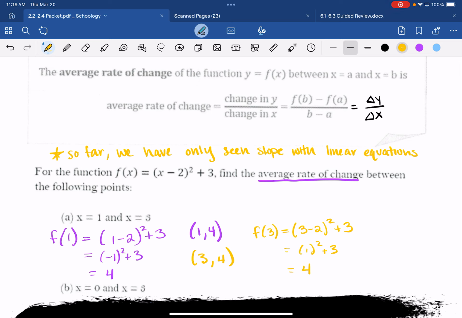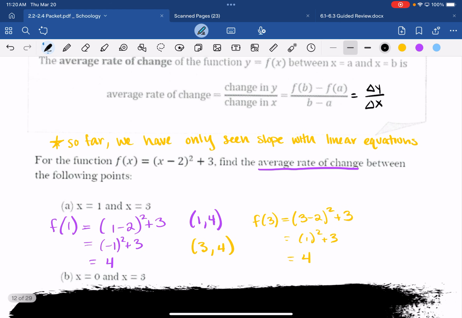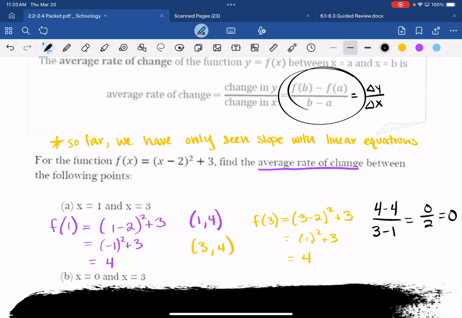In other words, they're asking us, on this quadratic, what is the average rate of change between this point and this point? Now we're just going to find slope with those two given points, just like you did in 2.1. So I'm doing 4 minus 4, my two y values, over 3 minus 1. All I'm doing is the slope formula. So I've got 0 over 2, which gives me 0. So the average rate of change between these 2 points is 0.